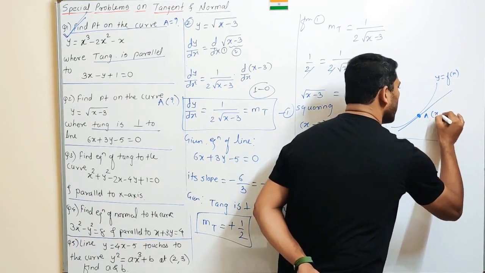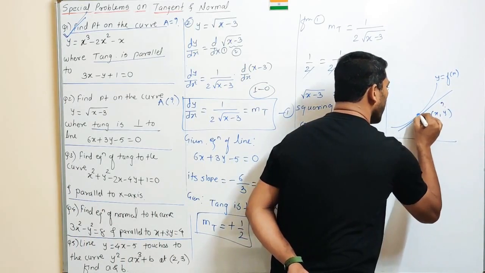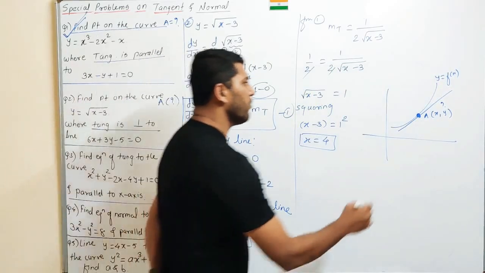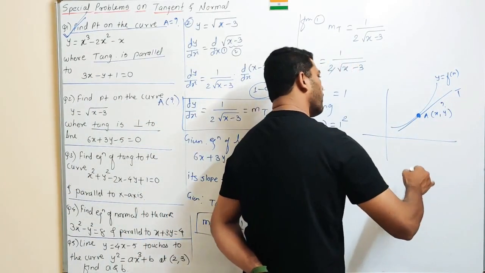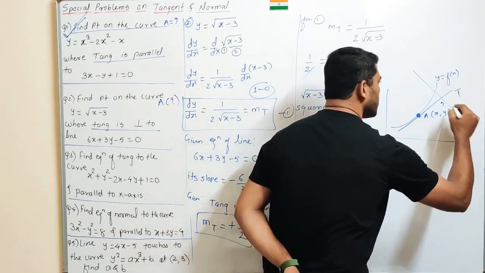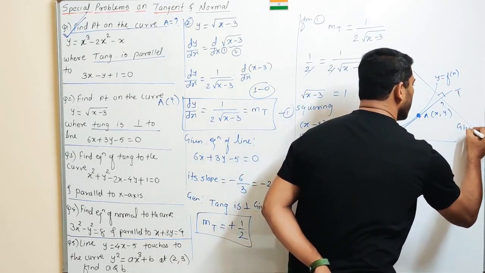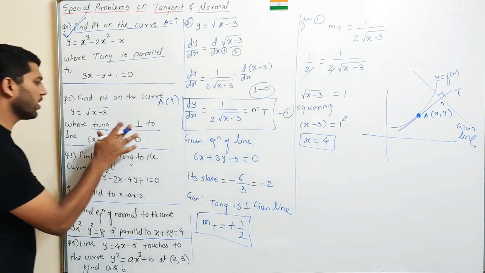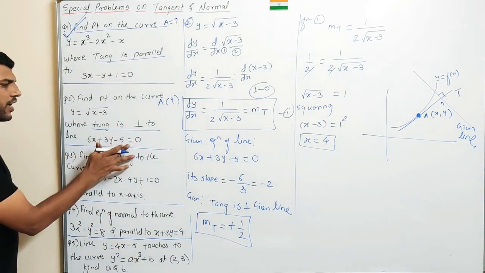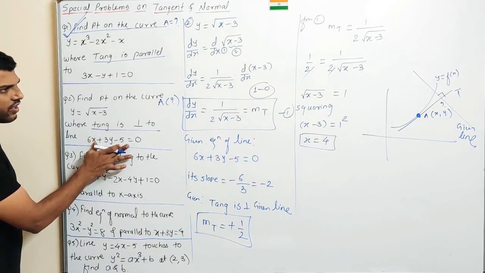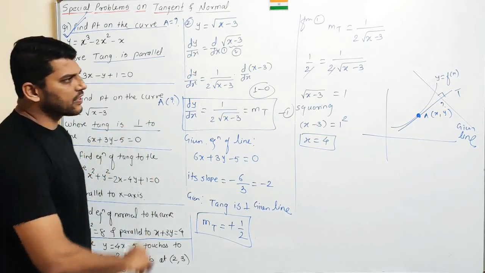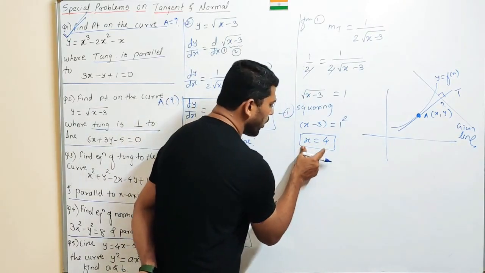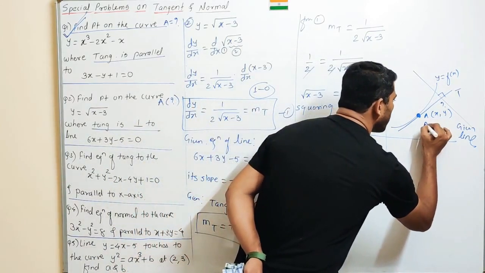They want the coordinates of this point x comma y. This is the point where the tangent is drawn. According to them, this tangent is perpendicular to this given line. This might be the given line. I am talking about the given line 6x plus 3y minus 5 equal to 0. This is the given line to which this tangent is perpendicular. Then we reached a point where we got the x coordinate of the point.